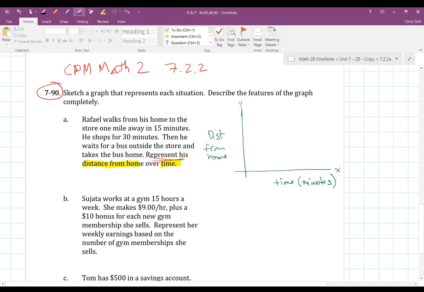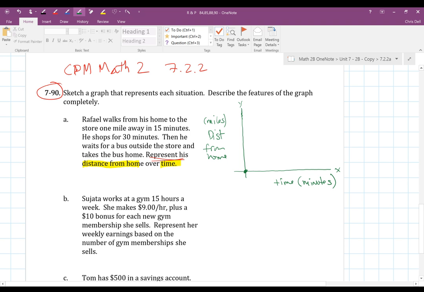So what's happening at 0 time? At 0 time, he's still at home. Distance from home is 0. We'll do this in miles, because that's what it gives us. So he's 0 miles from home. So that point exists. At 0 time, he's 0 miles.